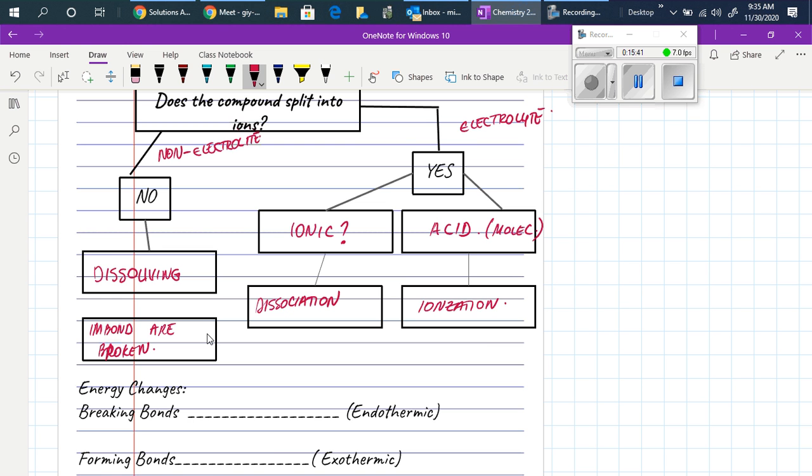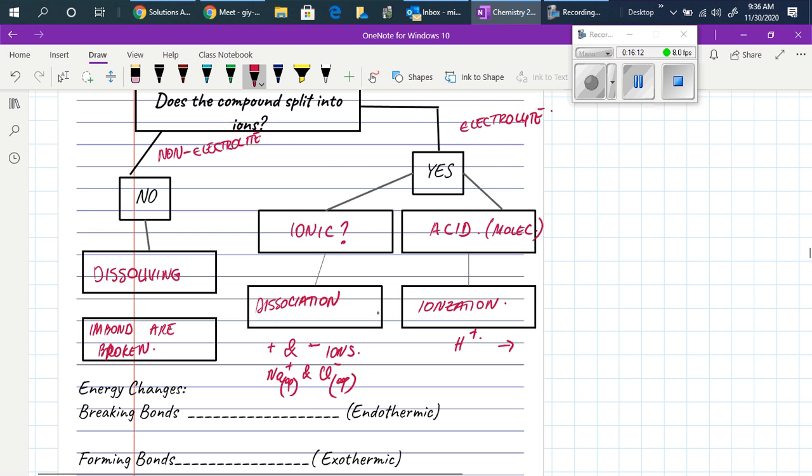In case of dissociation, you will have two ions, a positive and a negative ion, like in the case of Na plus and Cl minus in aqueous state. And in ionization, you will always have a cation, which is H plus, and then something else that is forming the acid. But always you will have this.